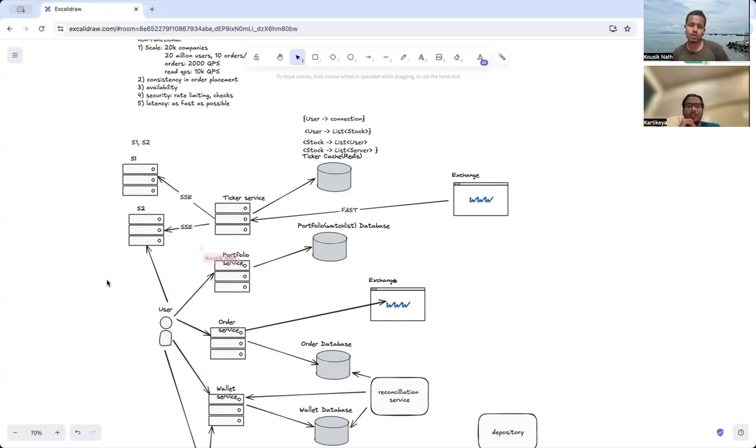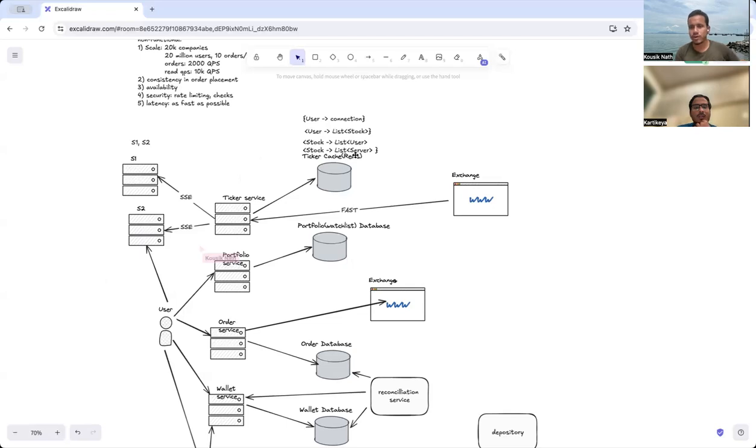Ultimately, the ticker service just has to send the data to those servers. What you can do is fetch the stocks subscribed by this user, see which host this user is connected to, and send all this data to that host. That's the brute force way. Once you have the user-to-list-of-stocks data and the user-to-host details, you can fetch all the symbols subscribed by this user, see which host the user is connected to, and send all these details to that server.